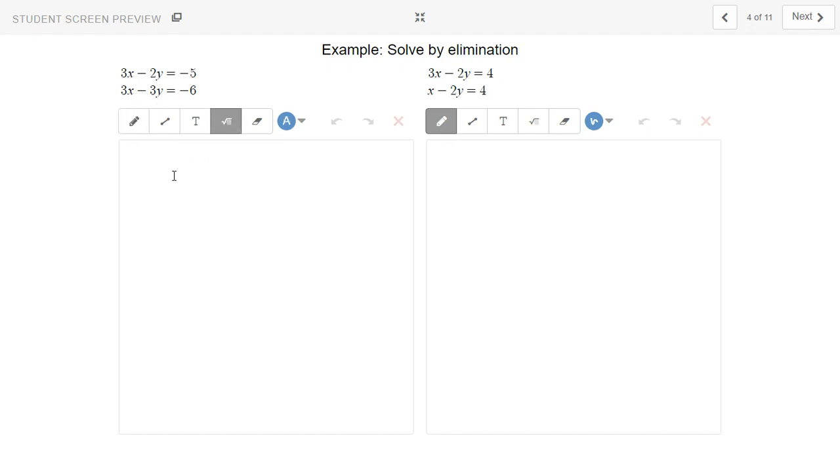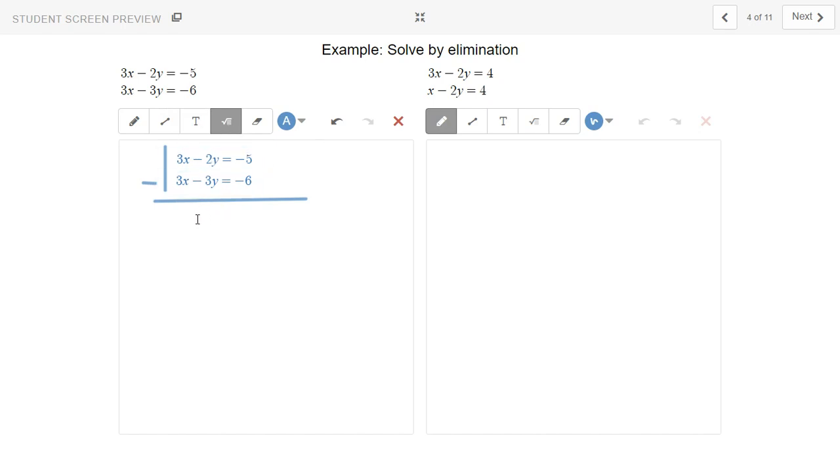Let me just rewrite that here. 3x minus 2y is equal to negative 5. And 3x minus 3y is equal to negative 6. So with these two, I see that my 3x terms are exactly the same. If I subtracted these two equations going downwards, then I would eliminate this completely.